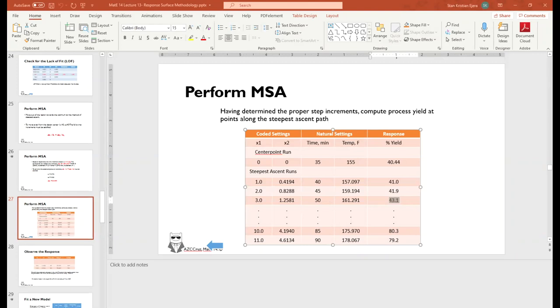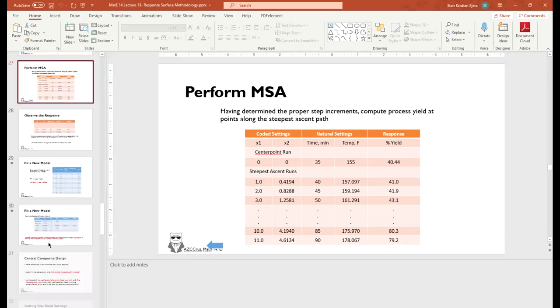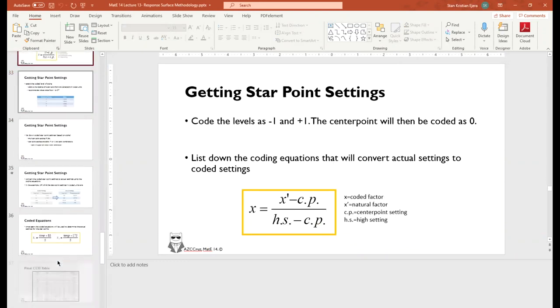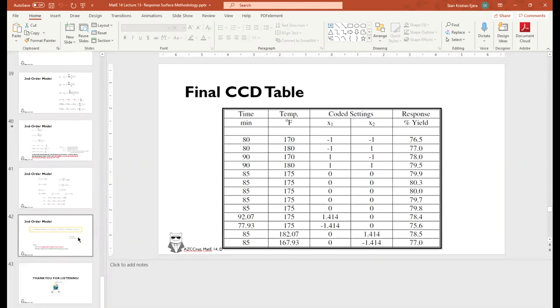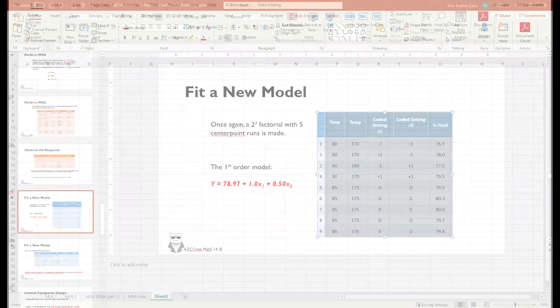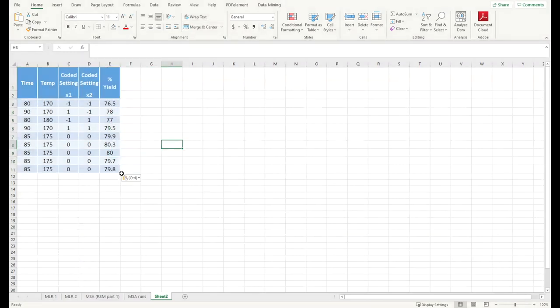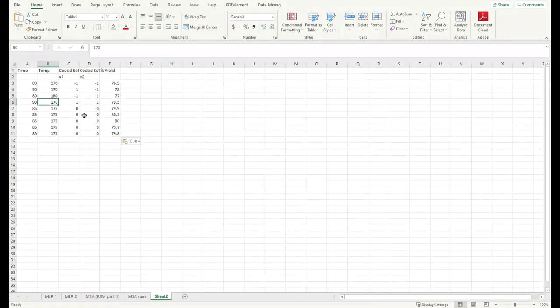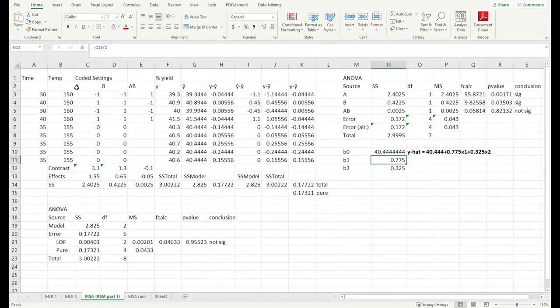Now that we have this, we'll do another run. Let me find the table. Here is the table, and we'll follow the same steps that we did. This is supposed to be 180, that's why it is low. So we do another experiment using the same methods we did here, and then we'll find a conclusion.